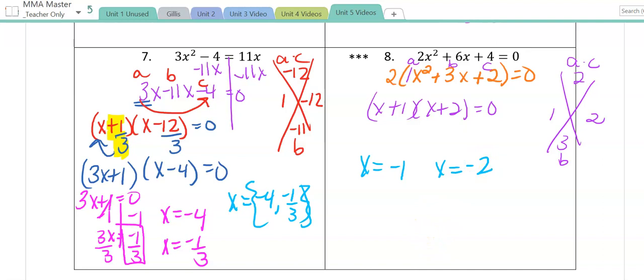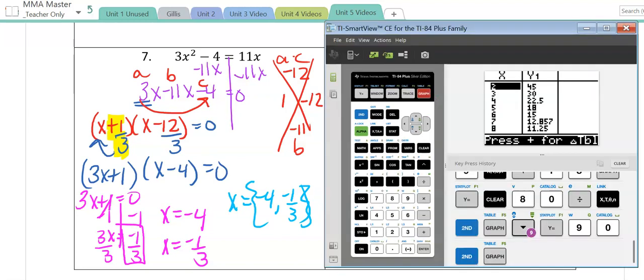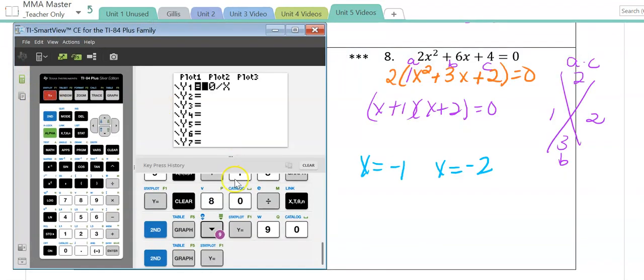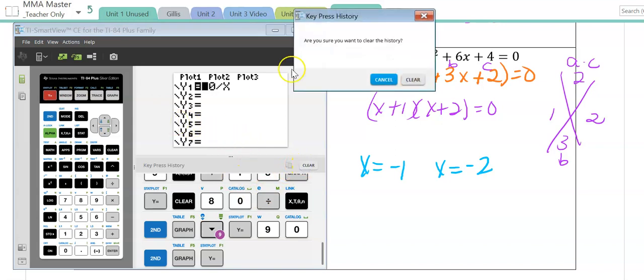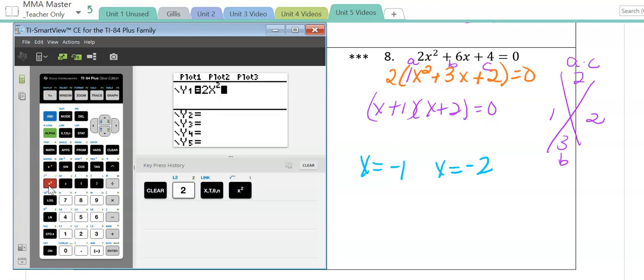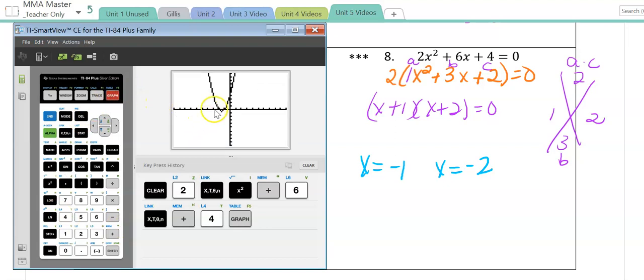That's it. Again, you can check this all on the calculator, especially one like that, because that one's kind of funky. Let's go ahead and go check it on the calculator. We're going to go to y equals. We're going to clear it. Clear it all. All right, I'm going to clear that line, and I'm going to plug in the original problem. So 2x squared plus 6x plus 4, and I'm going to graph it. So I'm going to hit the graph button, and I'm going to see that it crosses at -2 and -1.